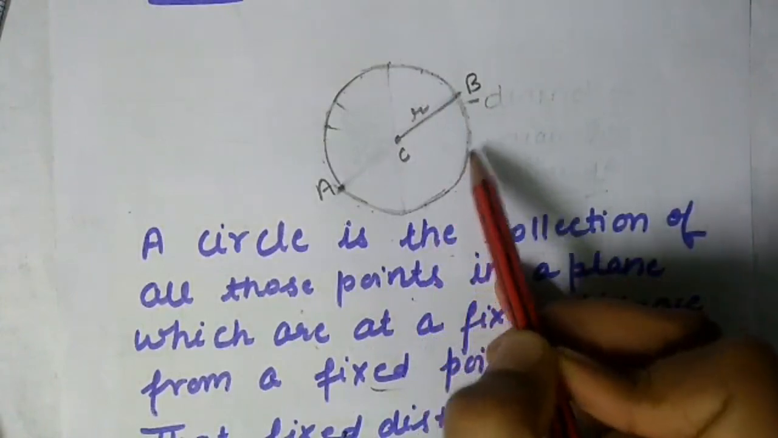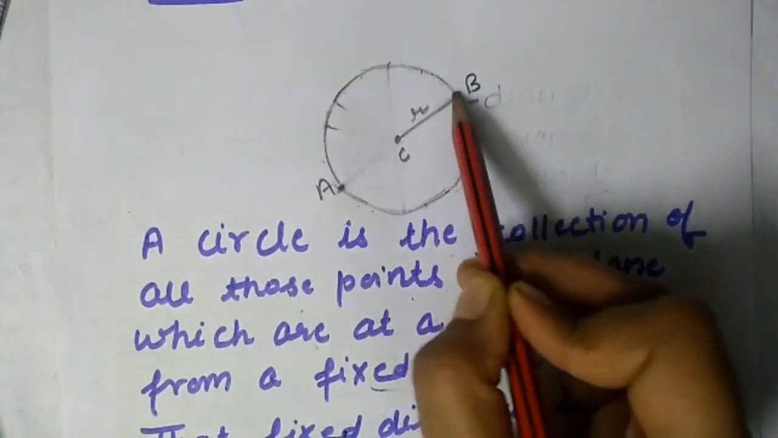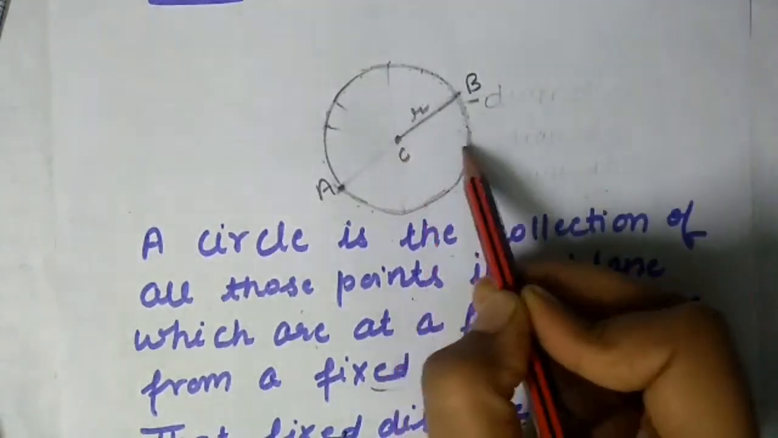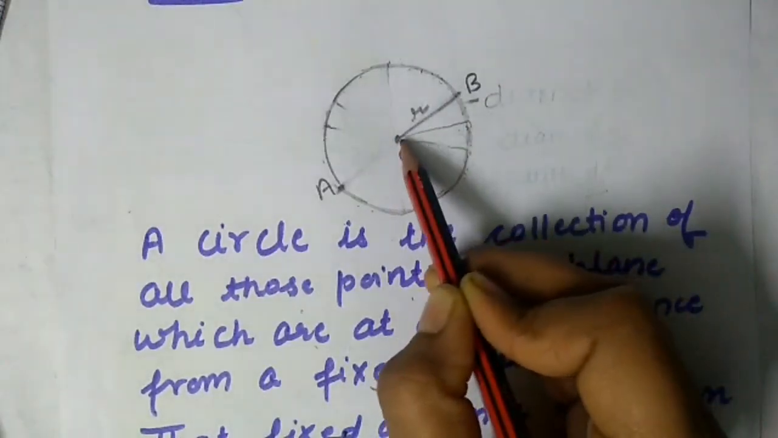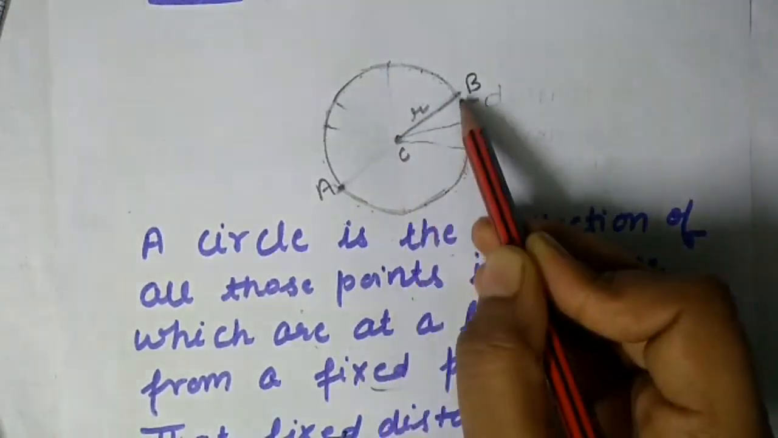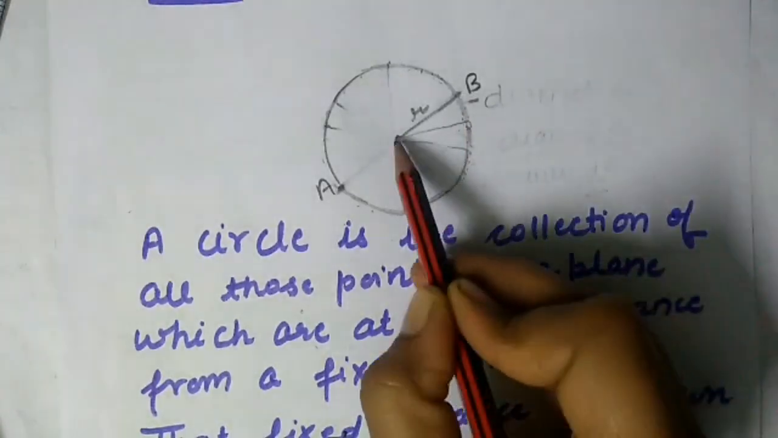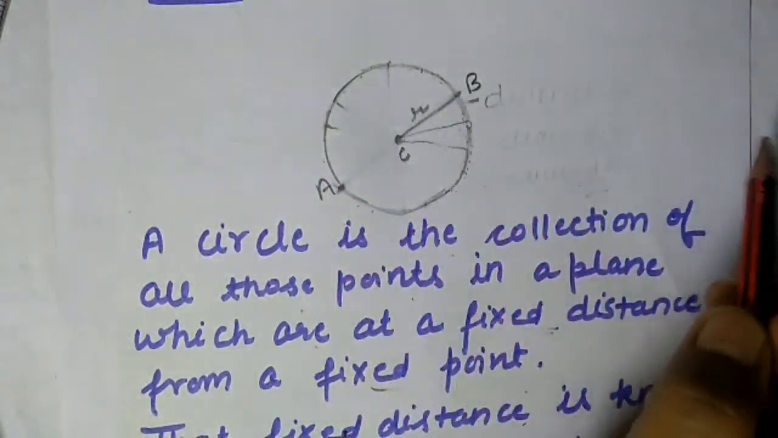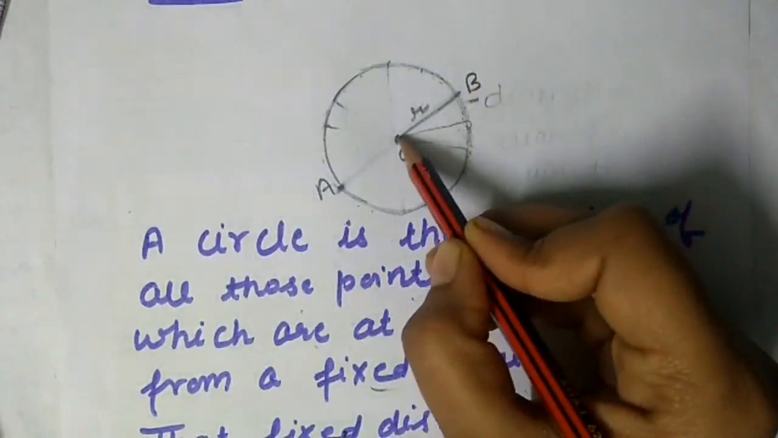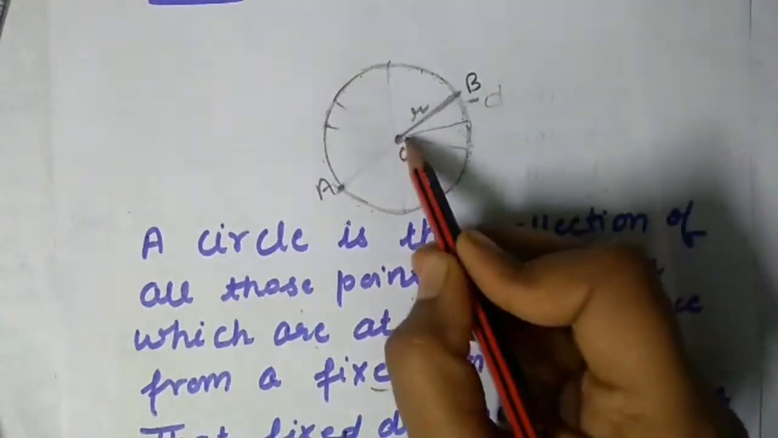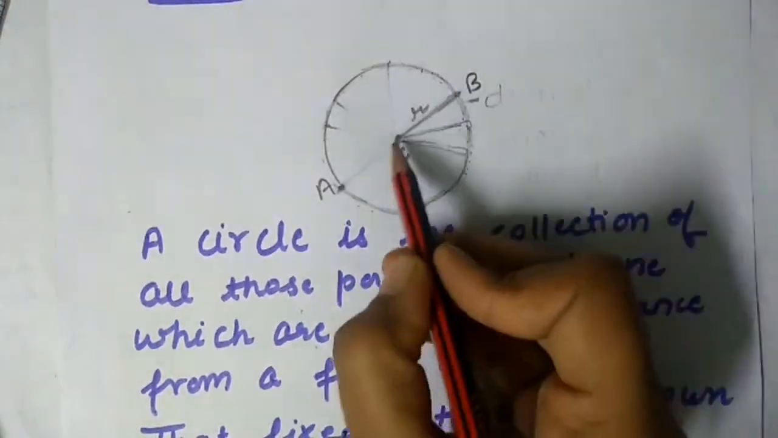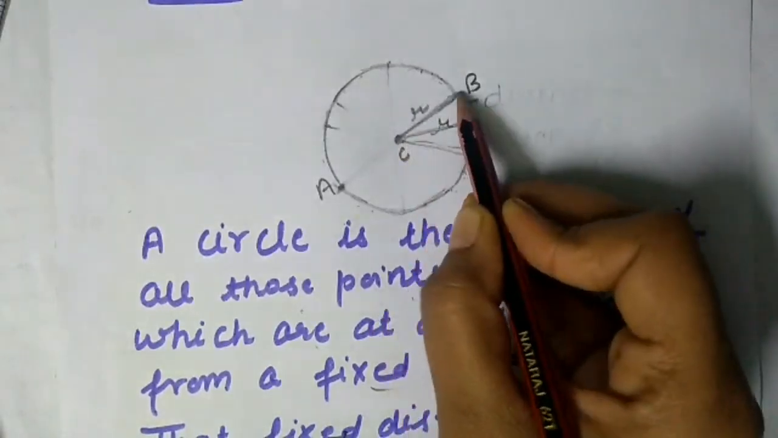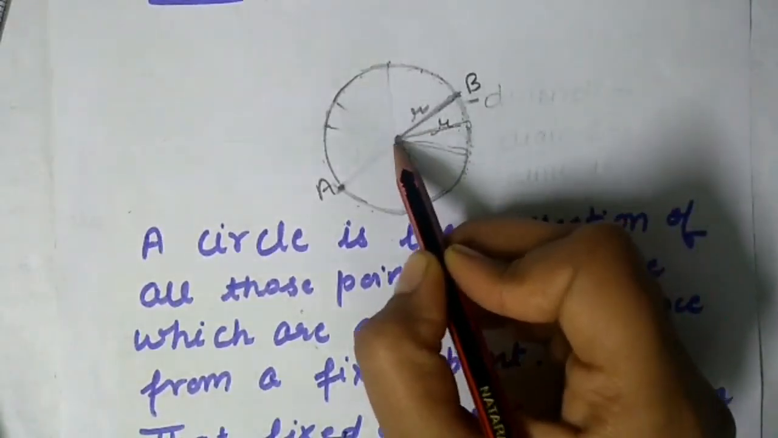These are the different points. These are the collection of those points which are at a fixed distance from a fixed point. This is a fixed point, and all those points which are at a fixed distance from this point, the collection of those points is known as a circle. And this fixed distance is known as the radius of the circle, and this fixed point is known as the center of the circle.